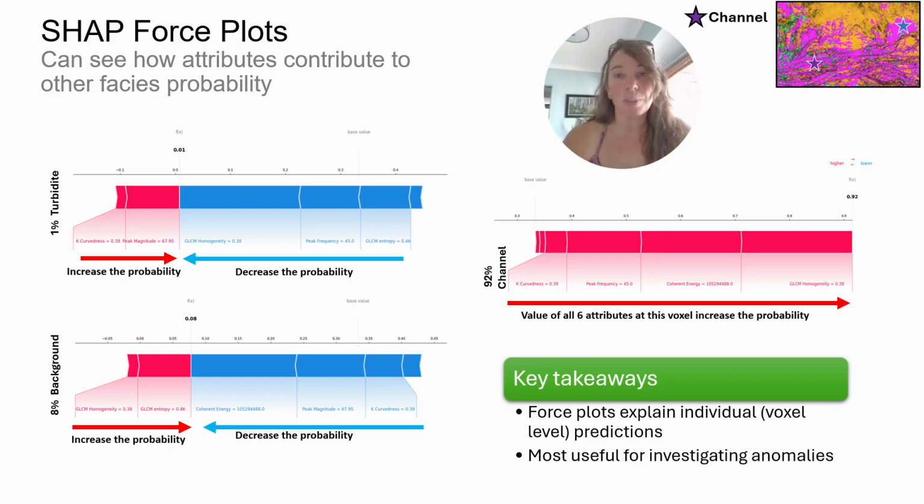And so these force plots help you understand the individual, local level prediction, and they're really useful for investigating possible misclassifications or areas where you're like, okay, this model really didn't quite give me the output. Like me as a seismic interpreter, I don't really think at this voxel it should be classified a channel. Let me see what's going on in the model. And so that's how it's most useful.